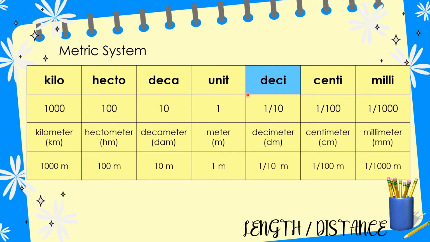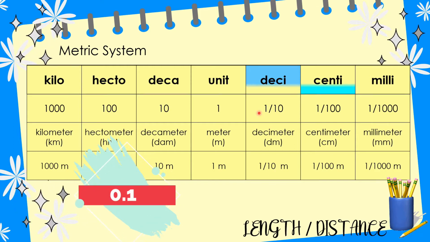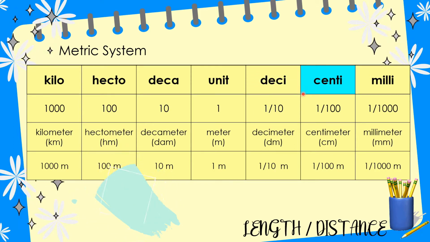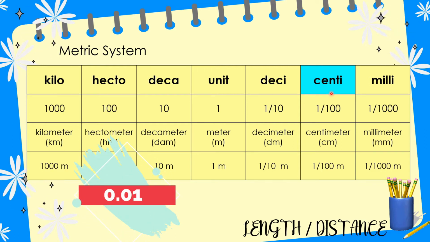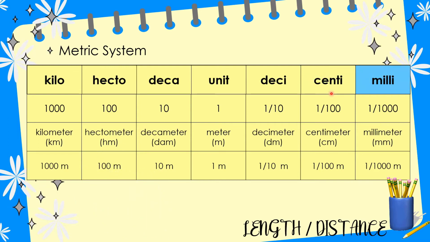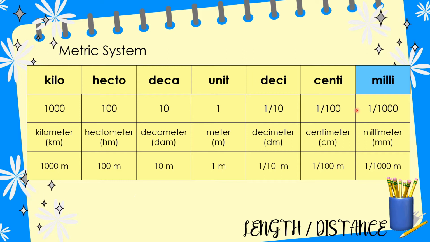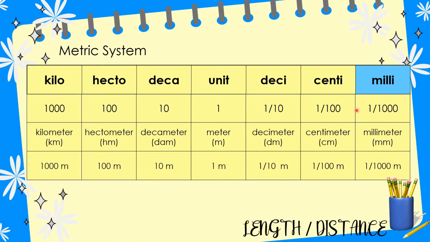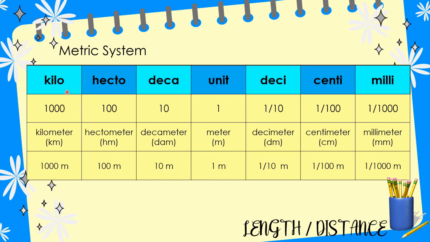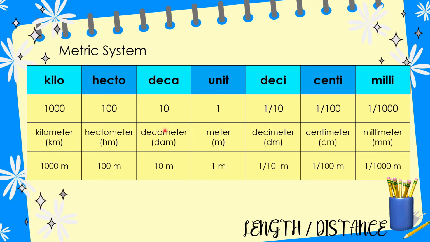Sa smaller units naman, we have deci, which means 1/10 or 0.1. Centi, which means 1/100 or 0.01. Last is milli, which is 1/1000 or 0.001. Ngayon, pagsamahin natin ang prefix tsaka ang ating base unit.